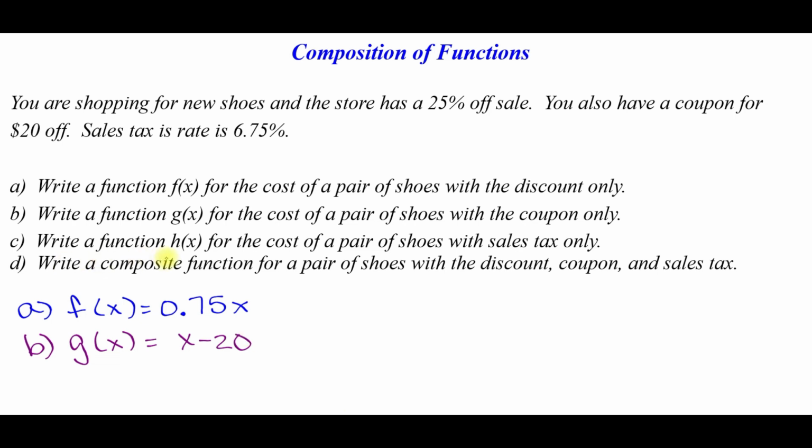And then finally write a function h of x for the cost of the shoes with the sales tax. So here my sales tax is 6.75%. Remember, with the sales tax, we're keeping all of the cost of the shoe plus an additional 6.75%. So that's 1.0675 times the cost of the shoe, which is x.